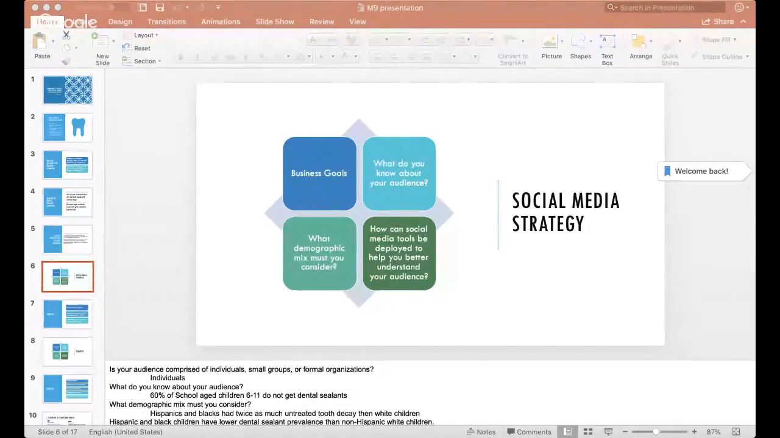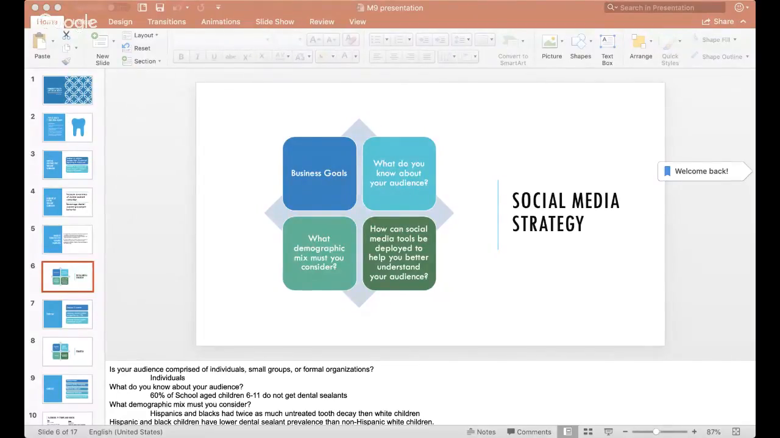The first one is a business goal, and so that one has a number of questions that we want to address in the campaign. What do you know about your audience? What demographic must you consider? And how can social media tools be deployed to help you better understand your audience?